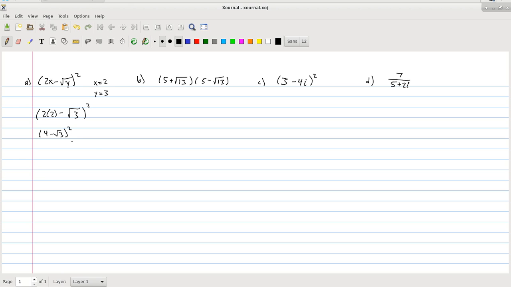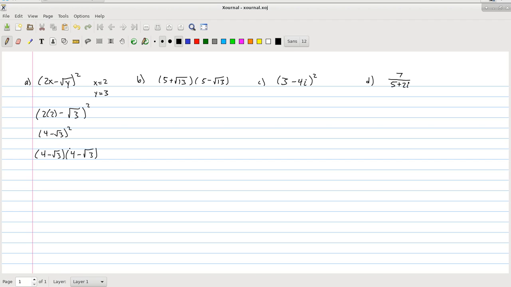When you see square, this means multiply the quantity by itself. So this is the same as 4 minus radical 3 times itself, times 4 minus radical 3. Occasionally people will make the mistake of replacing one of these signs with a positive. Remember, this is 2 copies of 4 subtract radical 3. A subtraction needs to be in both of these.